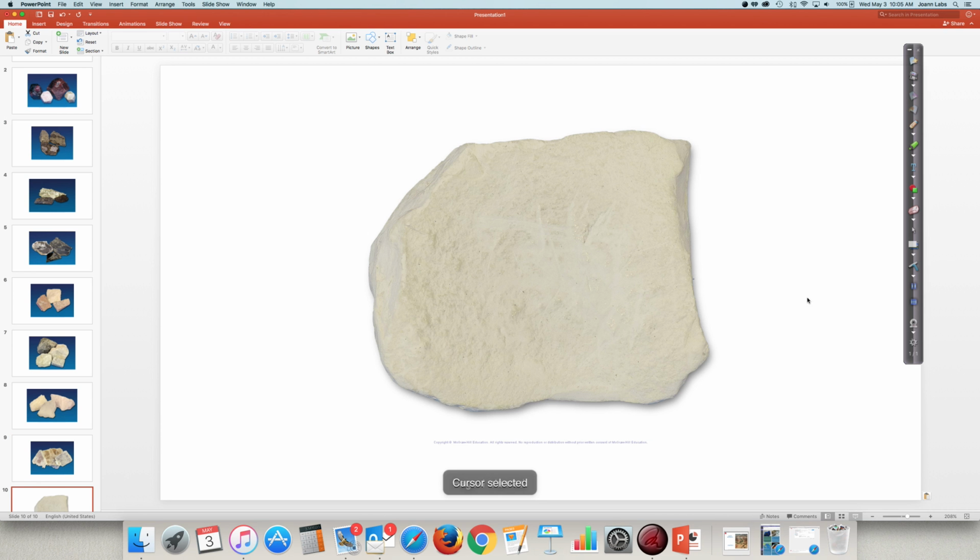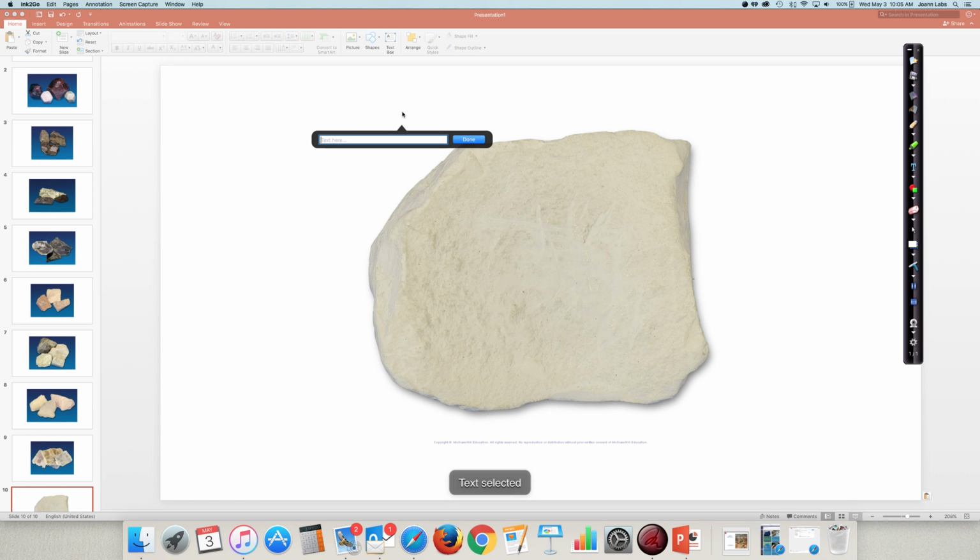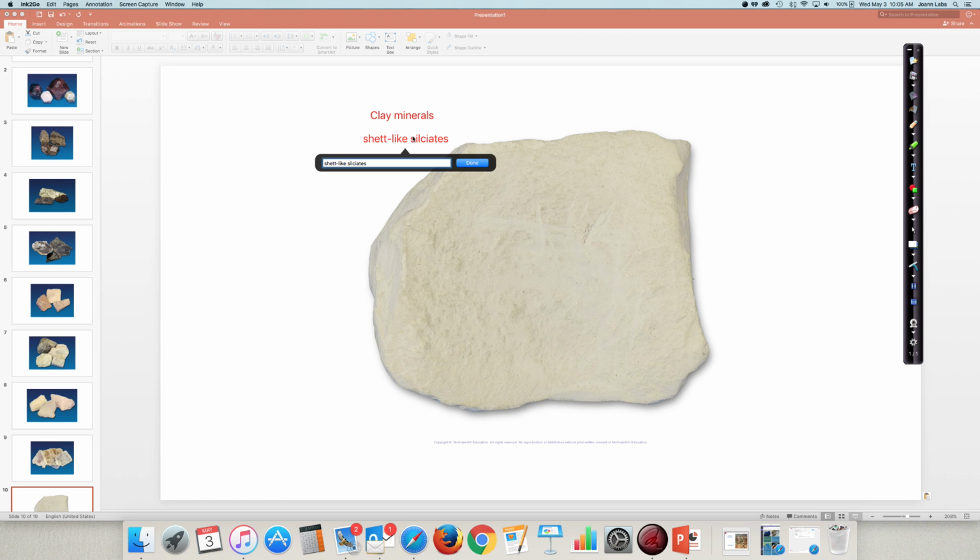And then finally, we have clay minerals. These are sheet-like silicates, so they're very similar to the mica group, but they're slightly different because they're sheet-like. They're not fully sheets. And they result from weathering.